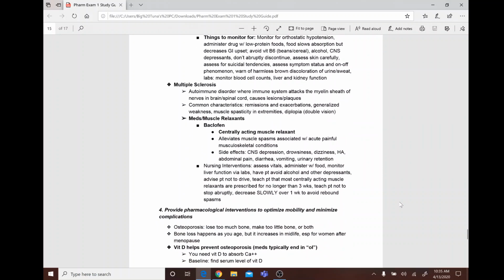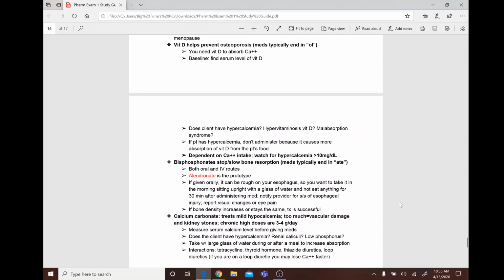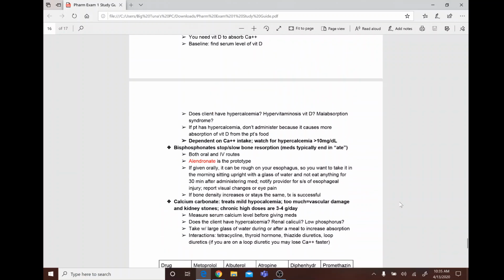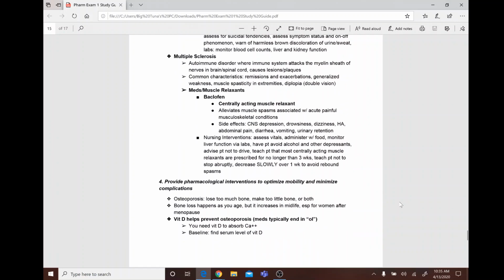Okay. What is multiple sclerosis? Autoimmune disorder, where immune system attacks the myelin sheath of nerves in the brain and spinal cord and causes lesions and plaques. What are the common characteristics of multiple sclerosis? Remissions and exacerbation, generalized weakness, muscle spasticity in extremities, and diplopia.